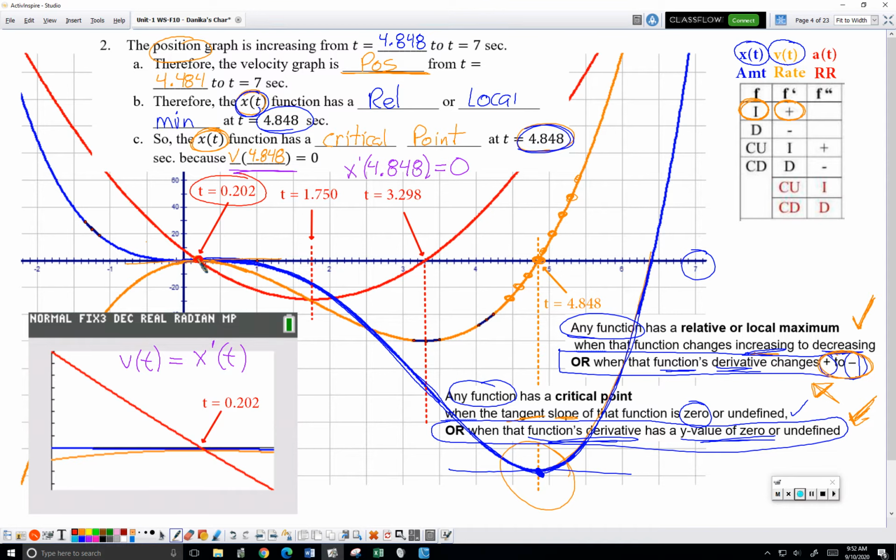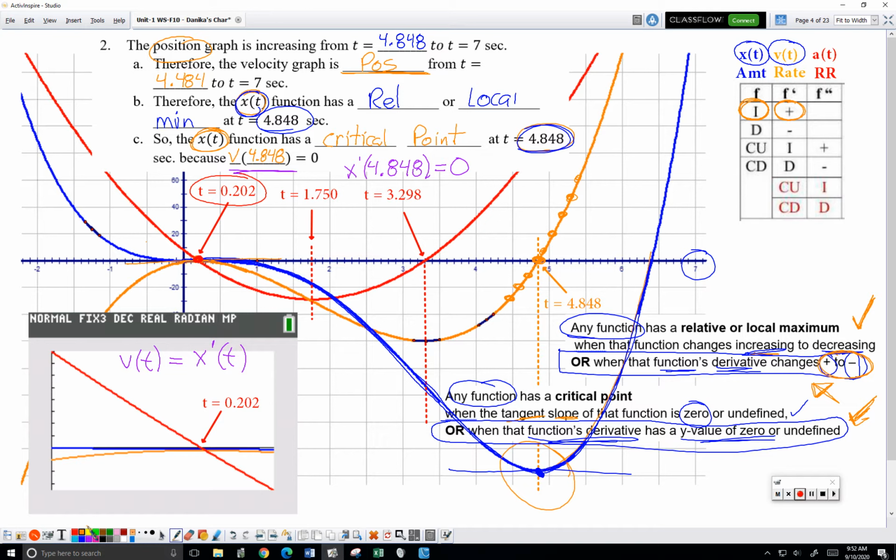And that's what the definition says. If you read the definition, you would say, velocity has a critical point when the tangent slope of the velocity is 0, or when the acceleration has a y value of 0. Both are occurring at this time. The acceleration has a y value of 0. The velocity has a tangent slope of 0. That is absolutely a critical point for velocity, not acceleration.